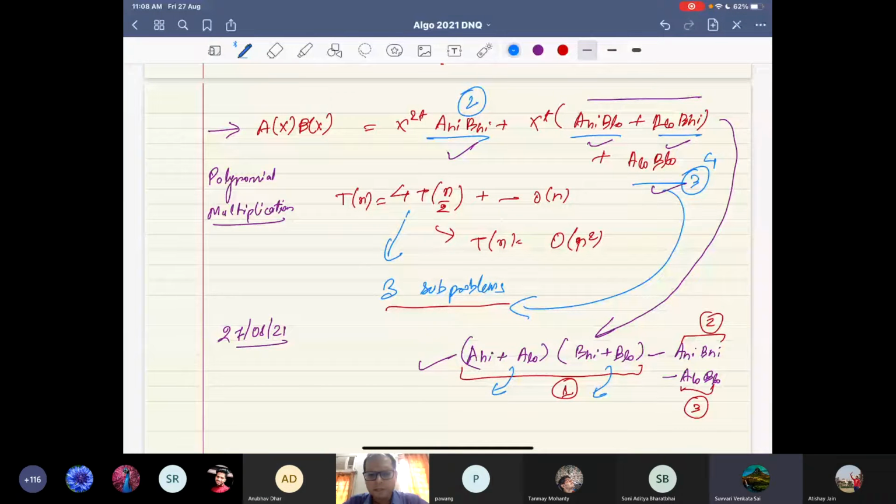Sir, but here the size of the problem is n, like AHI plus BHI. AHI, ALO, both are n by 2. Both are n by 2 degree. That's how we are breaking them. Each of these is n by 2 terms. The coefficients are from 0 to n by 2 minus 1. If you just add the coefficients, it doesn't matter. They will still be between 0 to n by 2 minus 1. Right? Is there some difficulty here?